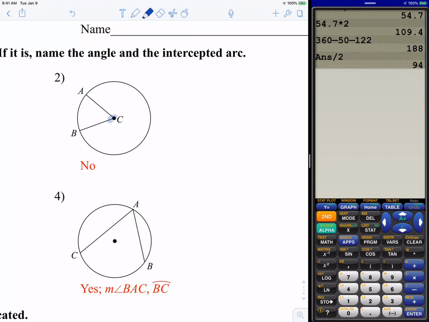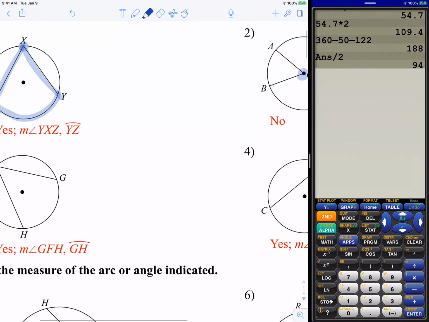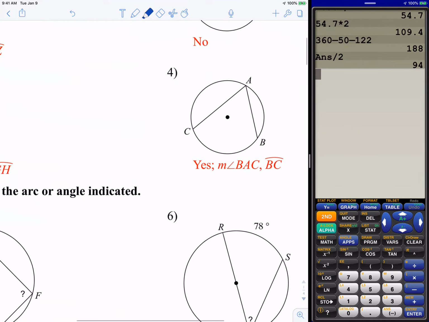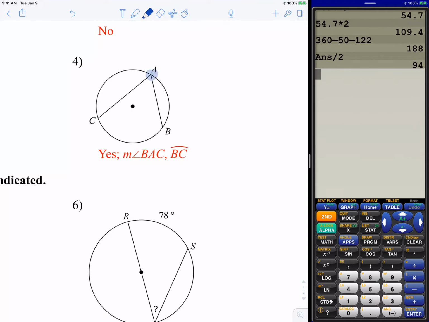Number two, no, because the vertex is at the center of the circle. Number three is yes. Here's the vertex of the angle. It's F, it's on the circle. So this is angle HFG or GFH, and then the intercepted arc is GH or HG. Number four is yes again. A is on the circle. So the angle is BAC, and the intercepted arc is BC.